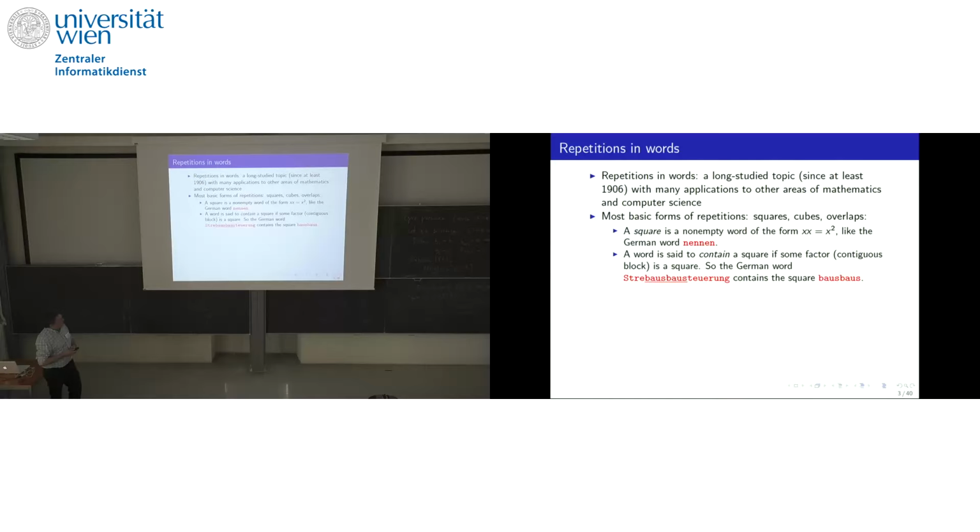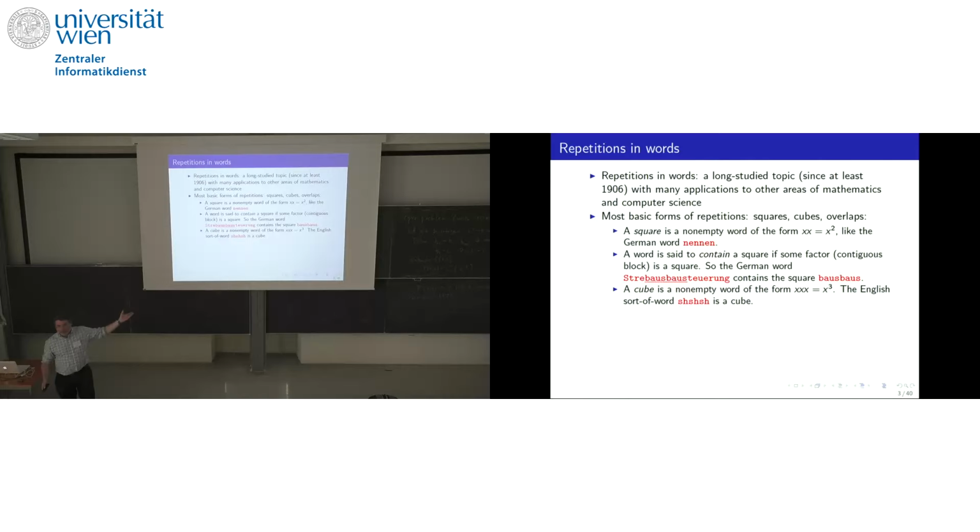This is referring to automatic control for tracks in a mine. So in this word you see it has a square in it because it has Baus twice. A cube is a non-empty word of the form XXX. And I don't know of any examples that are cubes in German, but in English we have this sort of word, which is shh, and is spelled like that.